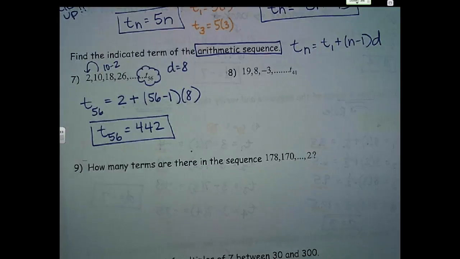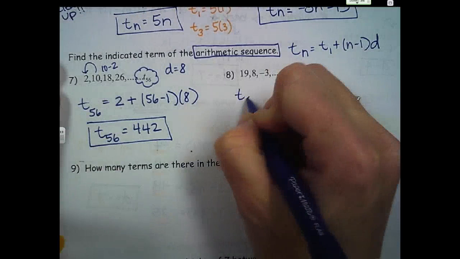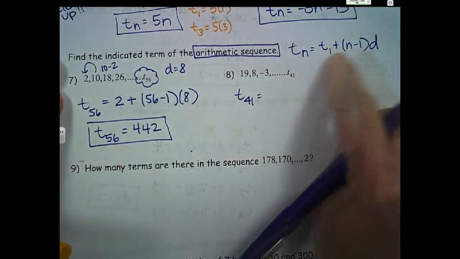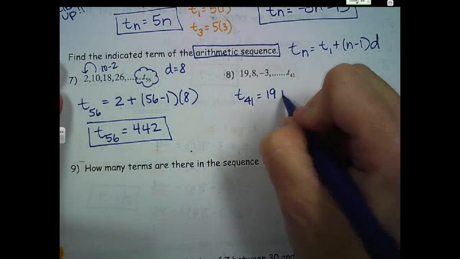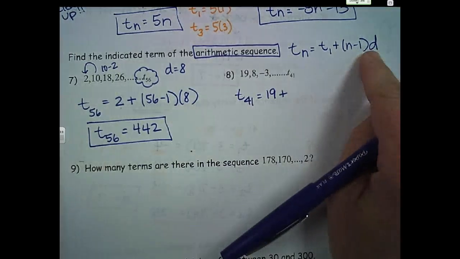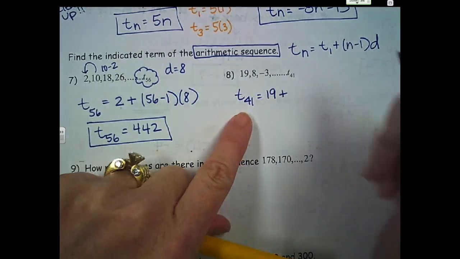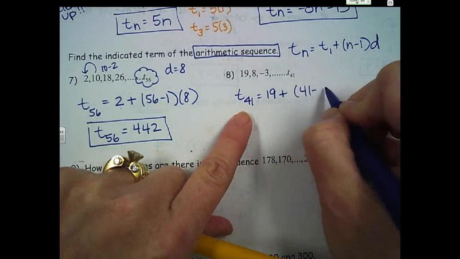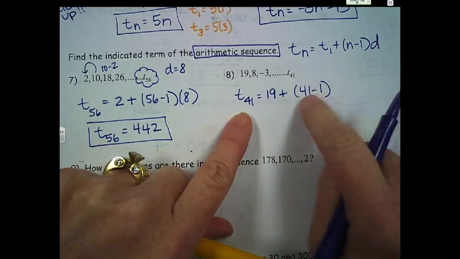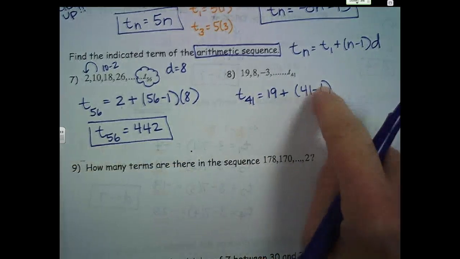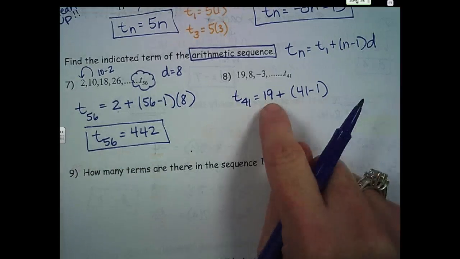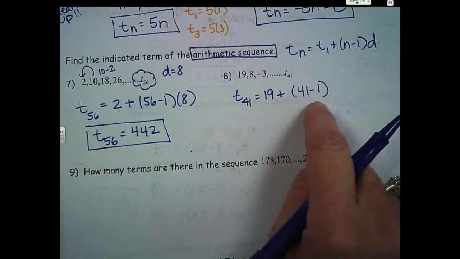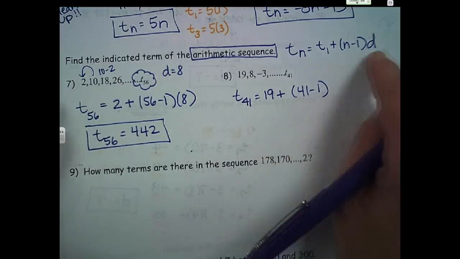So if you're looking for the 41st term, this formula finds it for you. You take the first term, you start at 19, and basically it's saying you're going to add 41 minus 1, which is actually 40, times the common difference. In other words, you want to take 19 and add the common difference 40 times. It'll get you there. That's how it's working.